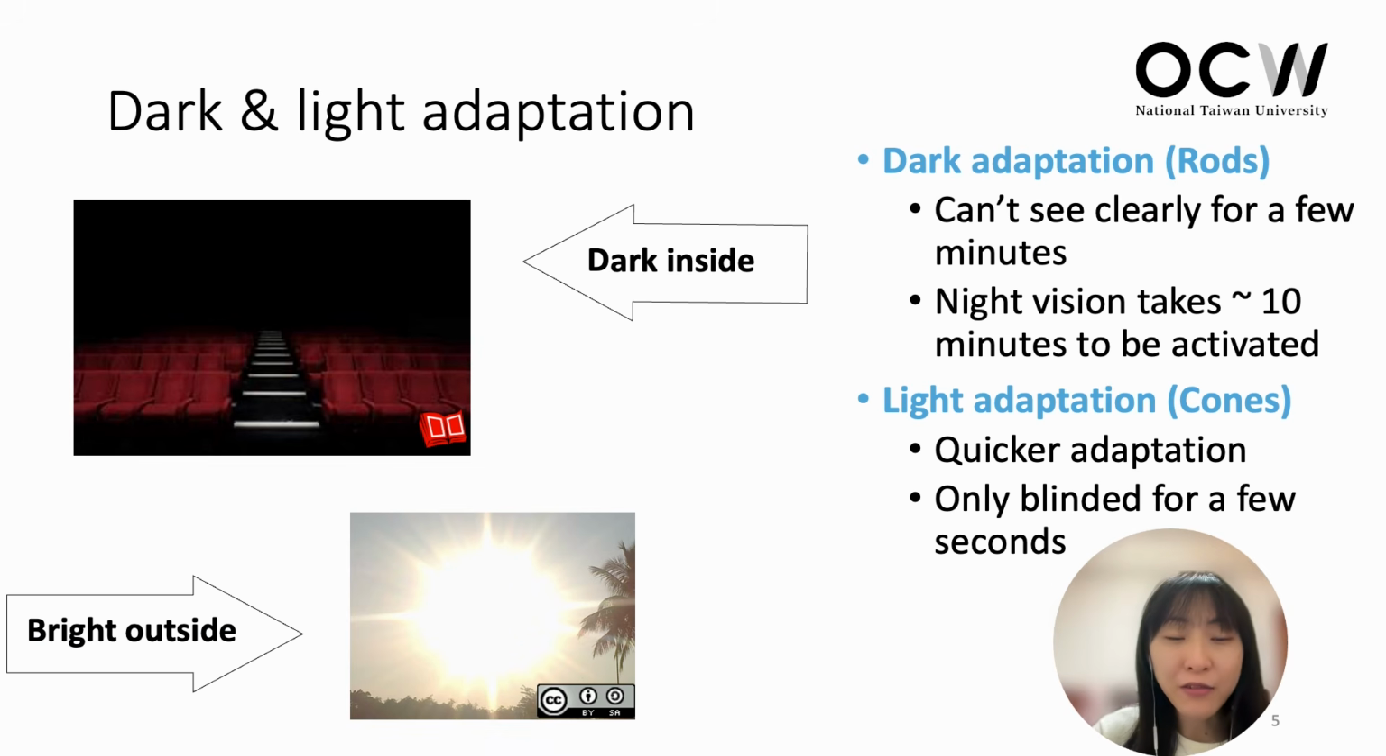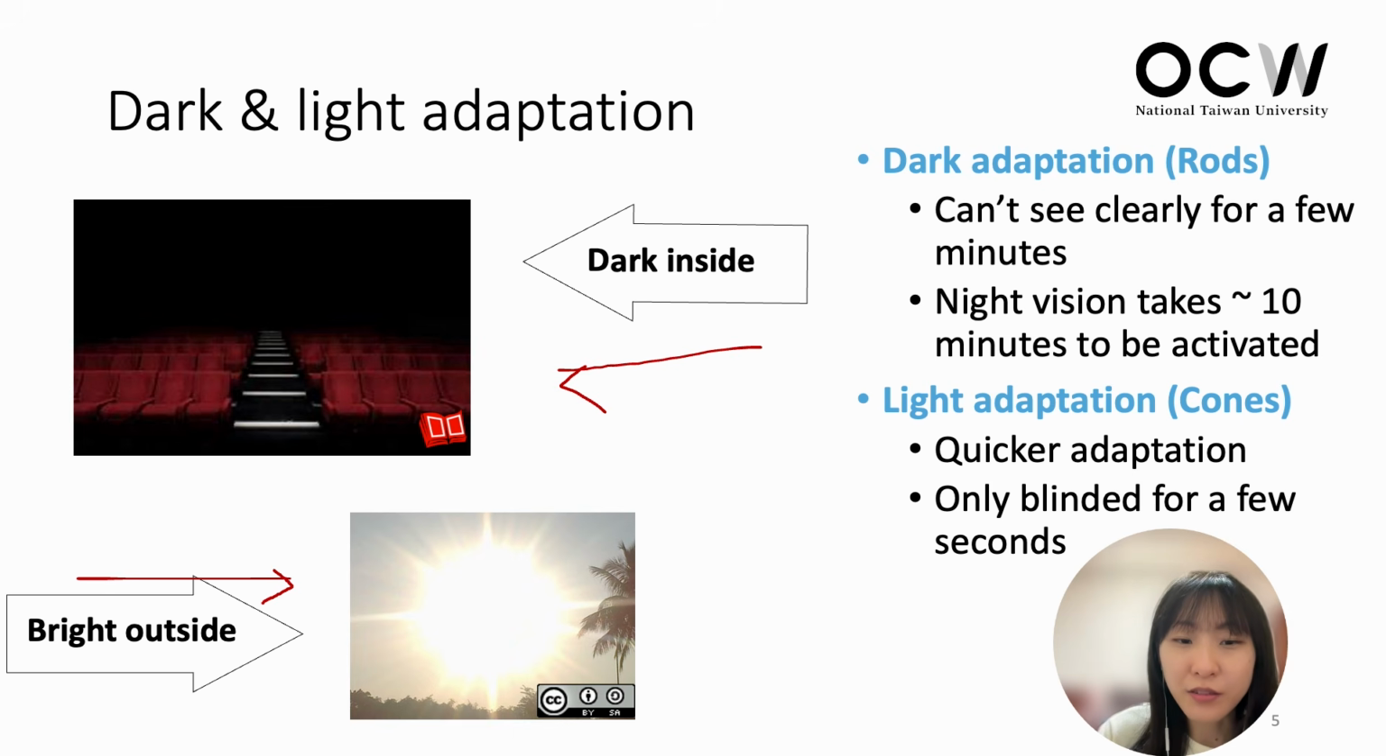Rods and cones are responsible for helping us adapt to changes in light conditions. So what happens to your vision when you go from bright outside to a very dark room like the cinema? You can't really see anything clearly for a few minutes, as rods take longer to adapt and are more sensitive to light. But when you go from dark inside to bright outside, it's quicker, because light adaptation is faster, because cones are much faster to respond.